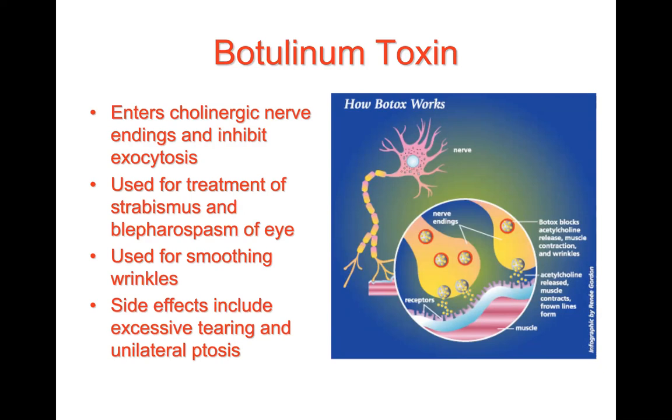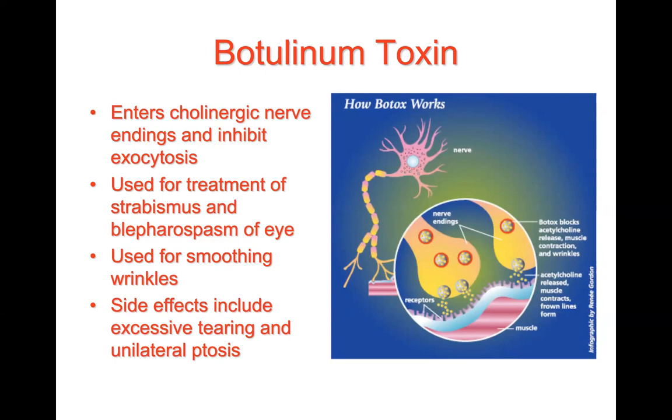Now we talk about botulinum toxin mainly for aesthetic purposes, primarily Botox. Okay, so what botulinum toxin does is, we're seeing it used for migraines. We're seeing it used for some muscle issues like ptosis. So what botulinum toxin does is it enters the cholinergic nerve endings, and it inhibits exocytosis, which is that process of releasing the transmitter. So what we use it for is migraines, as mentioned.